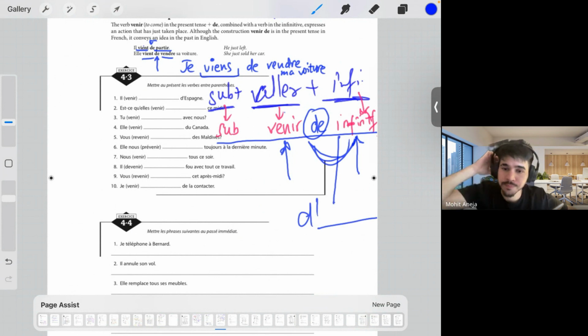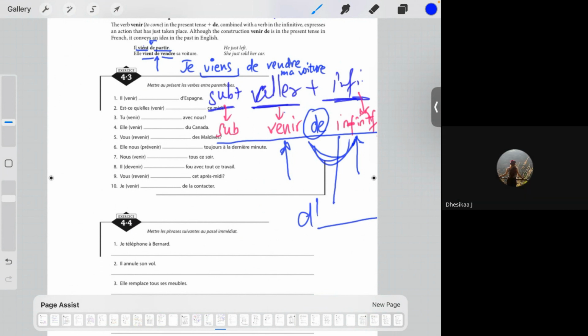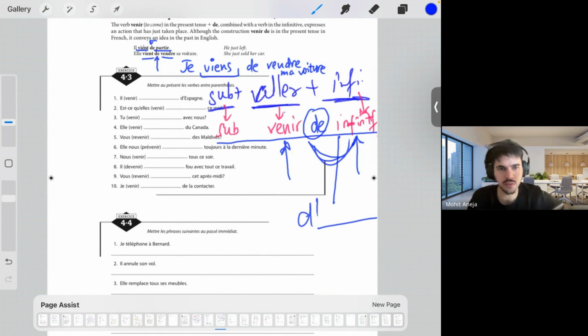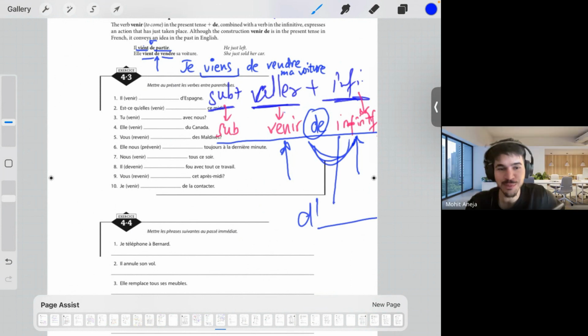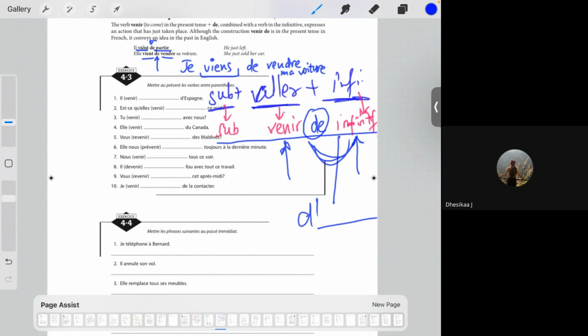Okay, je vais à la plage. Je vais à la plage. Very nice. Can you use venir in a sentence simply, without the passé récent? Je viens... You just went to the plage. You can also come back from the plage, right? Je viens de la plage. Je viens à la plage.